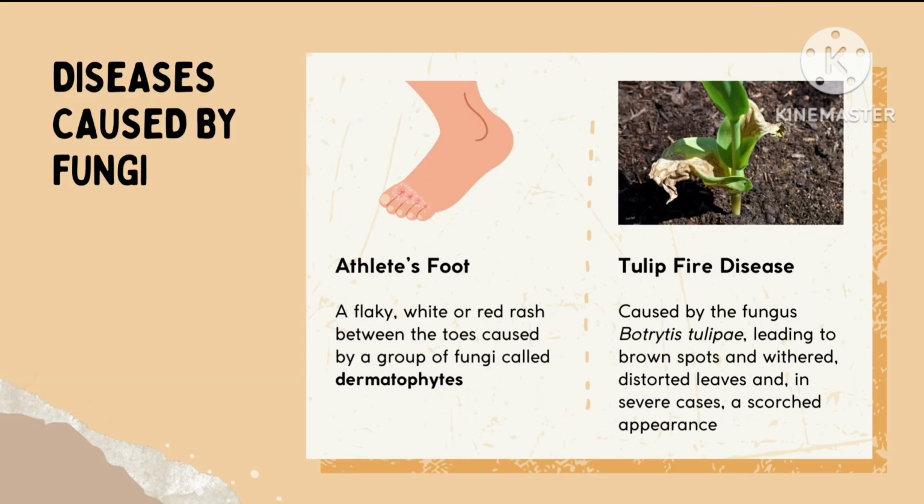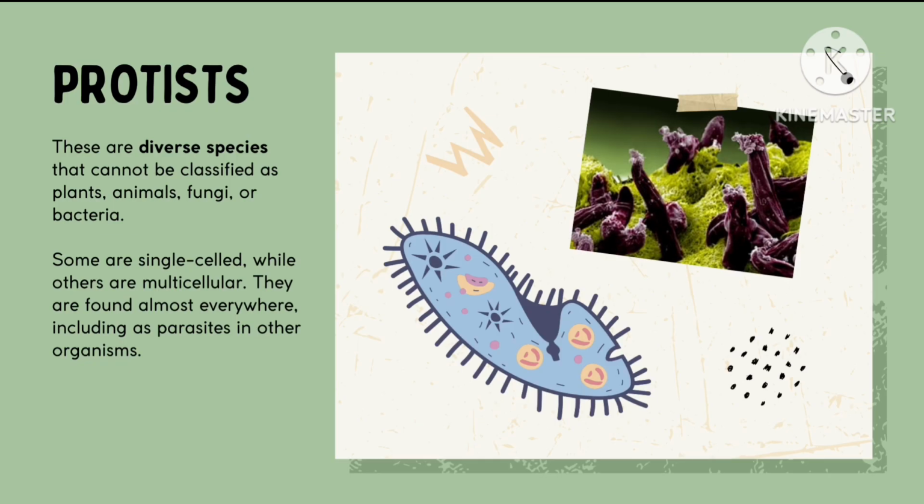Disease caused by fungi. Athlete's foot. A flaky white or red rash between the toes caused by a group of fungi called dermatophytes. Tulip fire disease caused by the fungus Botrytis tulipae, leading to brown spots and withered distorted leaves and in severe cases a scorched appearance.